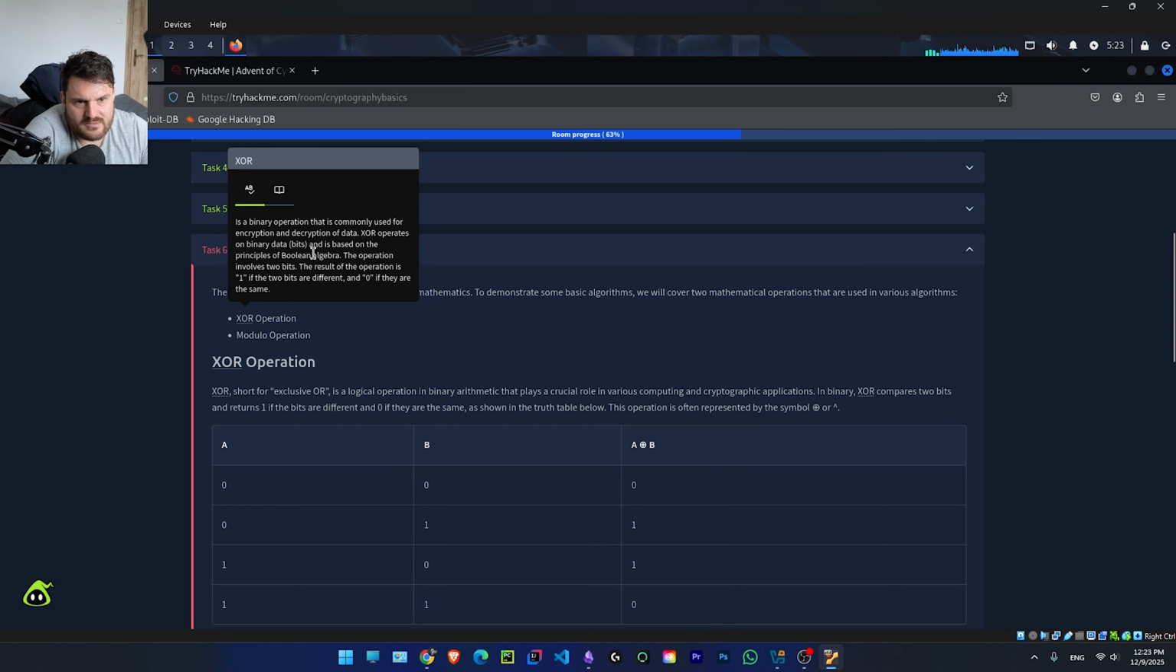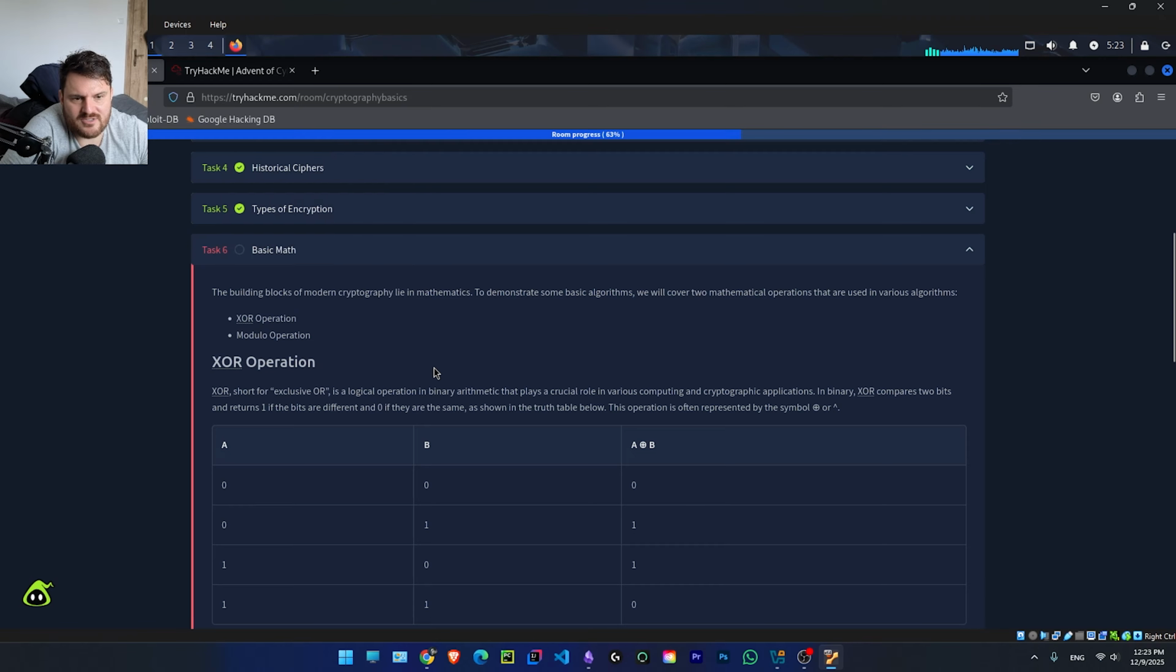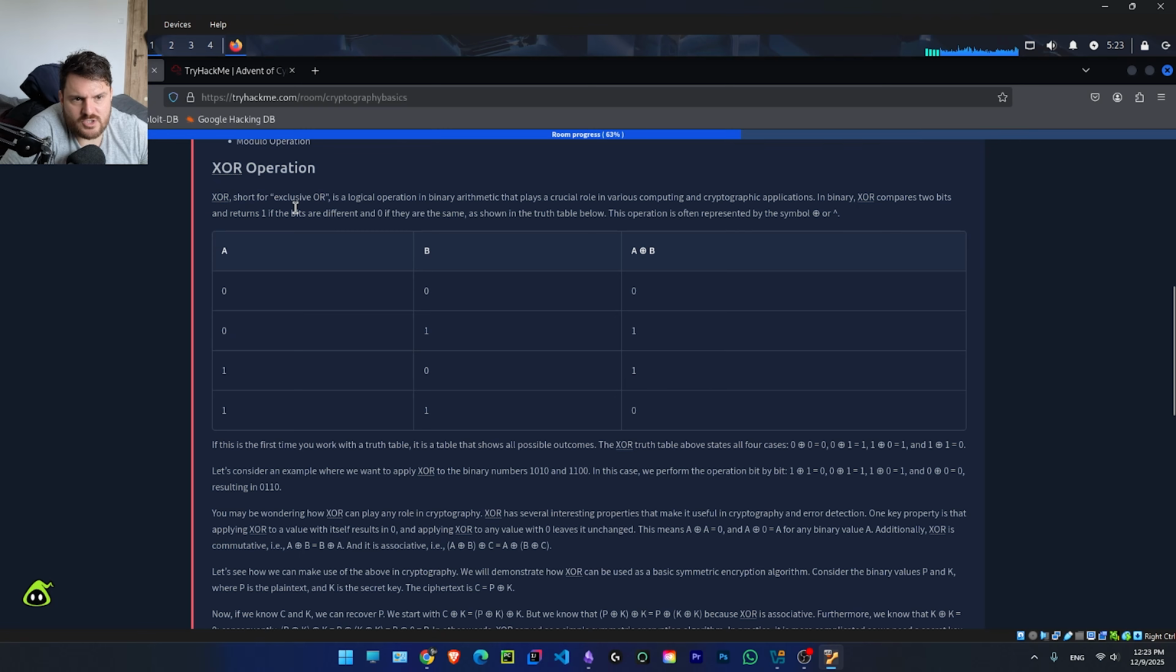XOR operates on binary data, which are bits, and is based on the principles of Boolean algebra. The operation involves two bits. The result of the operation is 1 if the two bits are different, and 0 if they are the same. XOR, short for exclusive OR, is a logical operation in binary arithmetic that plays a crucial role in various computing and cryptographic applications. In binary, XOR compares two bits and returns 1 if the bits are different and 0 if they are the same.